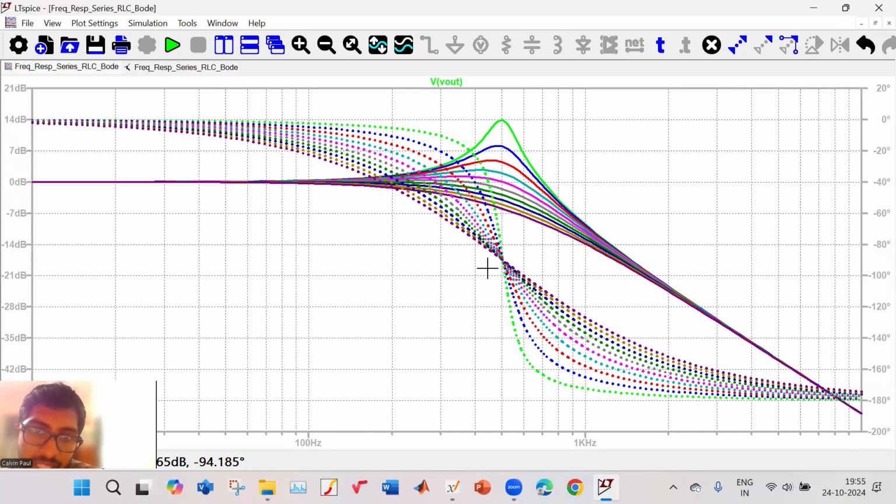But you can see that the phase is becoming minus 90 degrees at this point, which is 500 hertz, always. And when the frequency becomes very high, the phase tends to minus 180 degrees. Initially, the phase is 0 degrees. The initial amplitude is 0 dB. This is the low frequency asymptote. Then this peaking occurs, and from here onwards it will decay at a rate of minus 40 dB per decade.